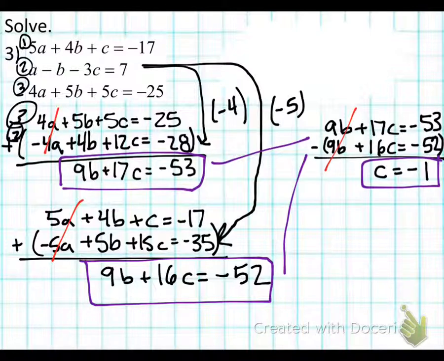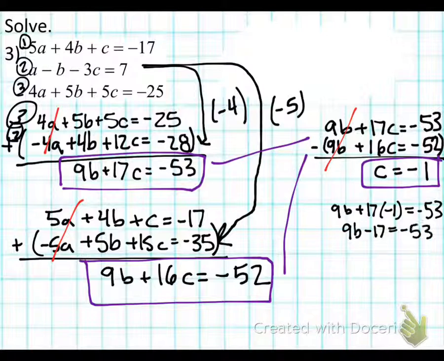I'm going to plug that back into one of the two-variable equations. I'll plug it into the first one. So 9b plus 17 times negative 1 equals negative 53. That becomes 9b minus 17 equals negative 53. Adding 17, I get 9b equals negative 36. Dividing by 9, I get b equals negative 4.